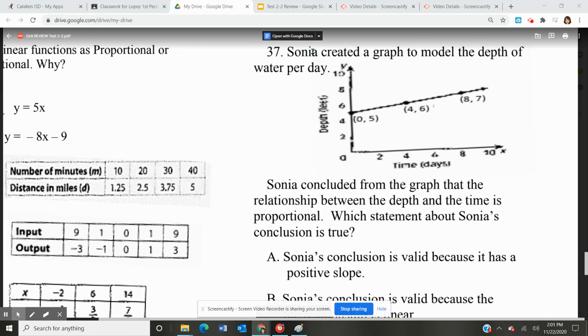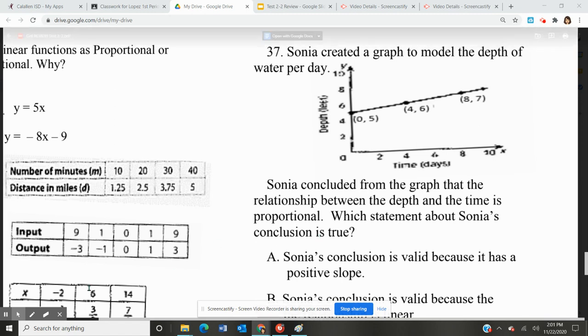Number 37. Sonia created a graph to model the depth of water per day. Sonia concluded from the graph that the relationship between the depth and the time is proportional. Which statement about Sonia's conclusion is true?